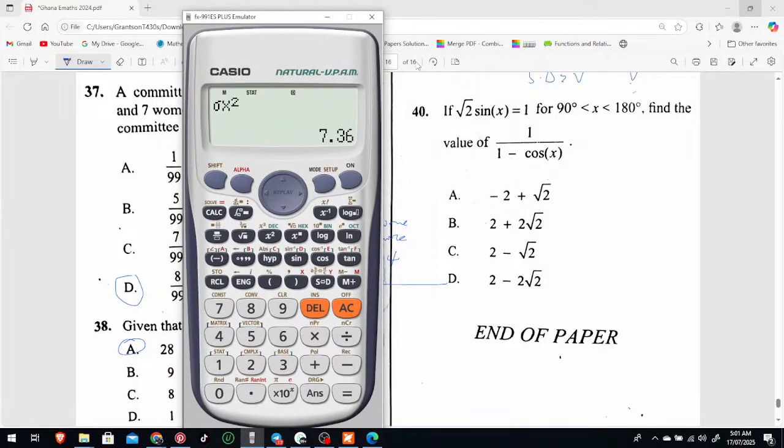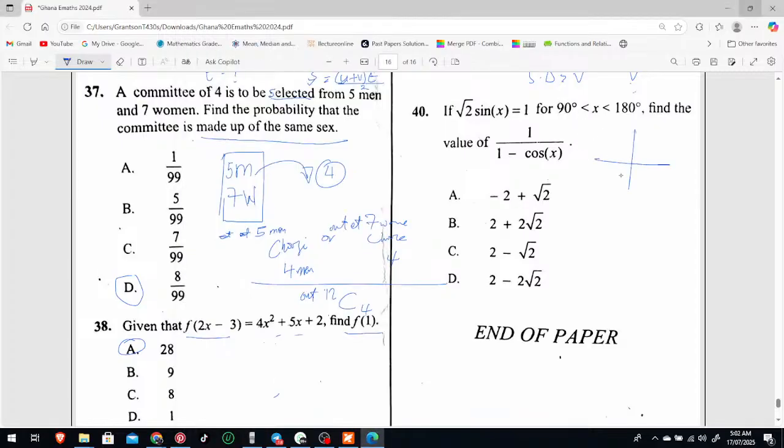The next one says that if root 2 sine x equals 1 for the interval of 90 to 180, this means it's in the second quadrant because sine is positive in the second quadrant. Find the value of 1 minus 1 over cos x. Right? So basically just find cos x and put it inside.